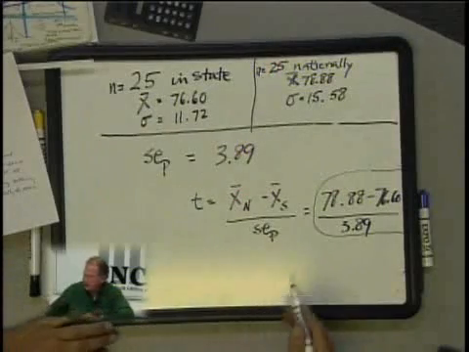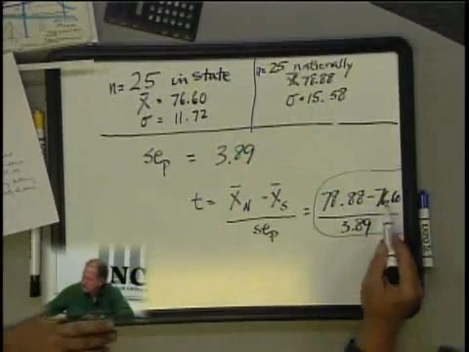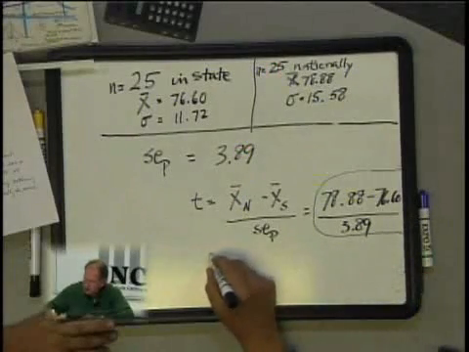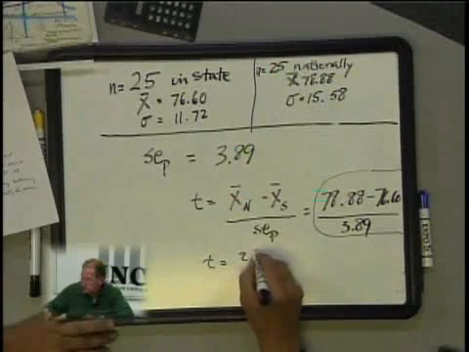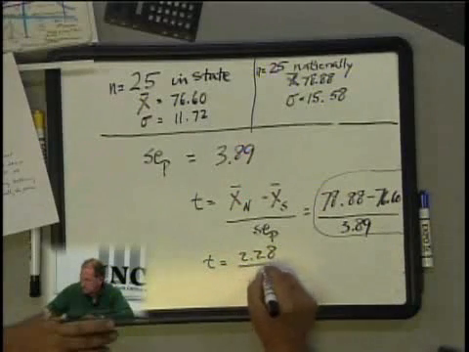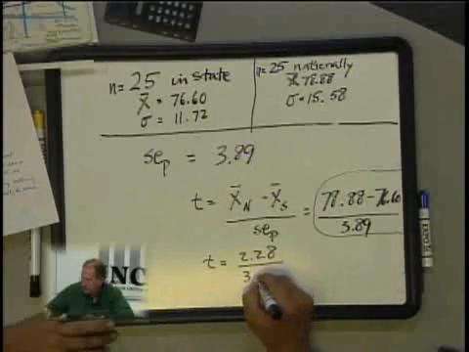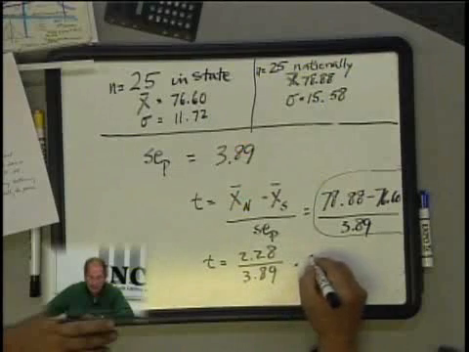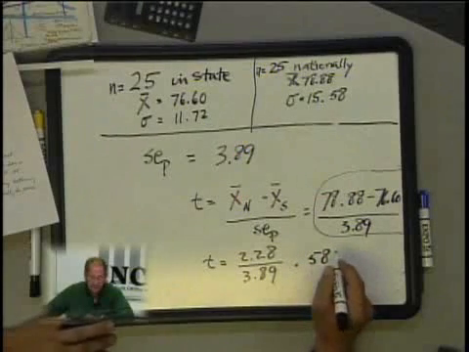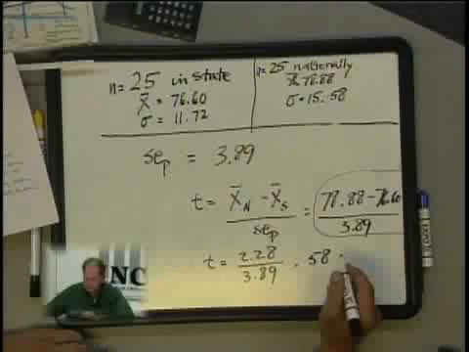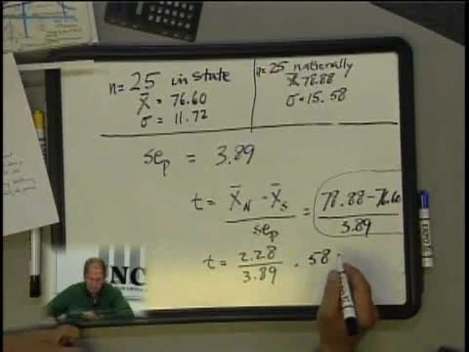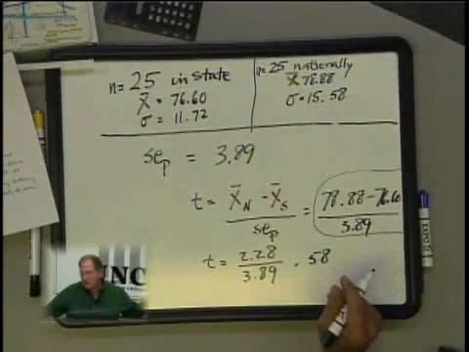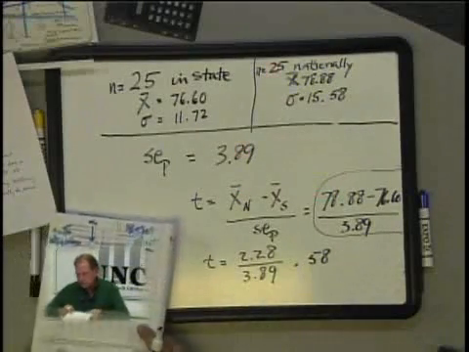So let's do the math now. Let's subtract this and divide it by 3.89. So you should get t equals 2.28 divided by 3.89, and my answer is 0.58. Okay, now I've got to go to my table.